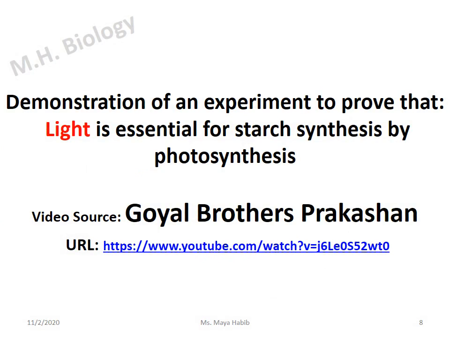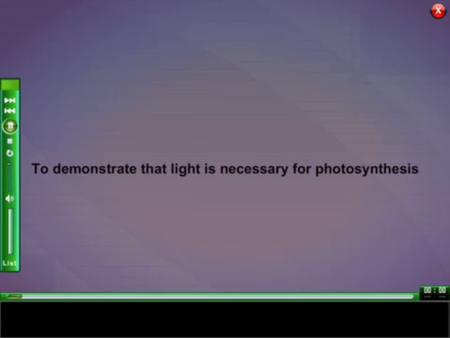Let us watch this experiment, which was also done to help us find out the importance of light for photosynthesis in plants. To demonstrate that light is necessary for photosynthesis. Procedure.